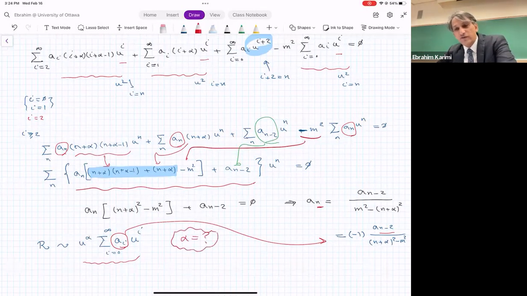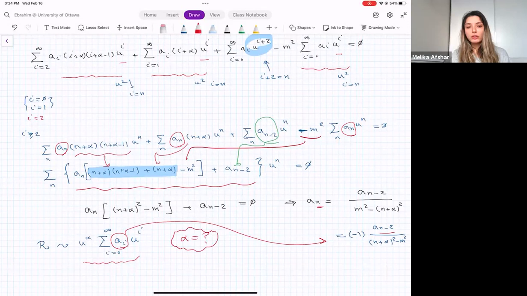How do you find alpha? Any thoughts? Mahtab, Tarek? Oh, Melika, you... We like multiply something to the series so it becomes simplified.